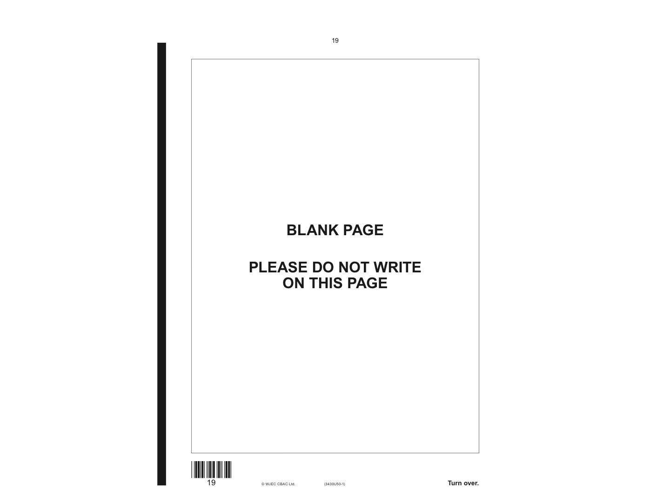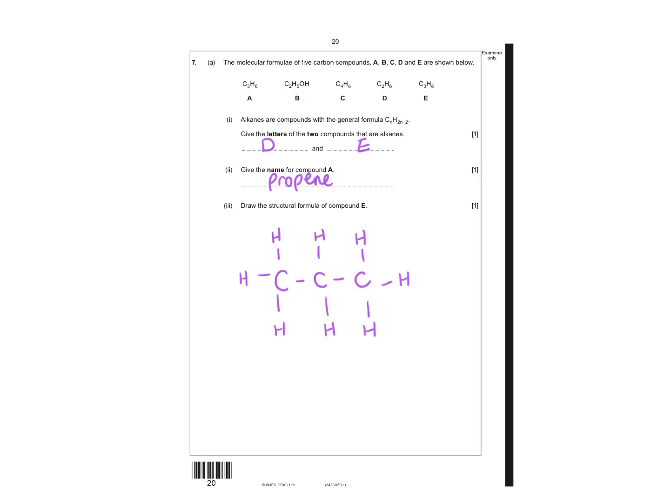Another blank page. The molecular formula of 5 carbon compounds A, B, C and D are shown below. Give the letters of 2 compounds that are alkanes. Okay, alkanes are CnH2n+2. So we're looking for something that's double plus 2, so that would have been E and D.